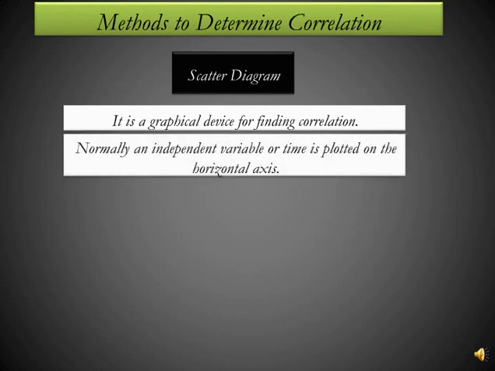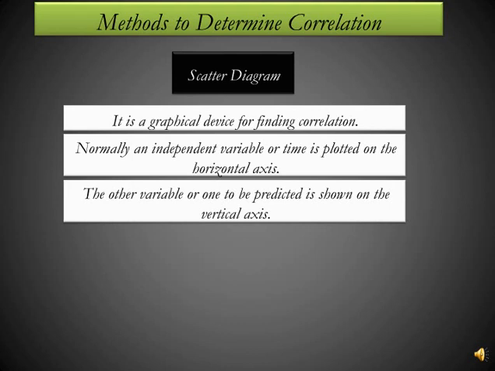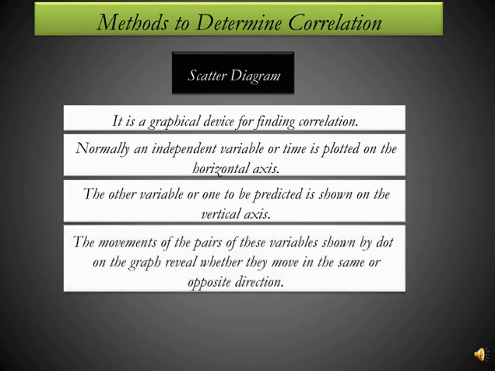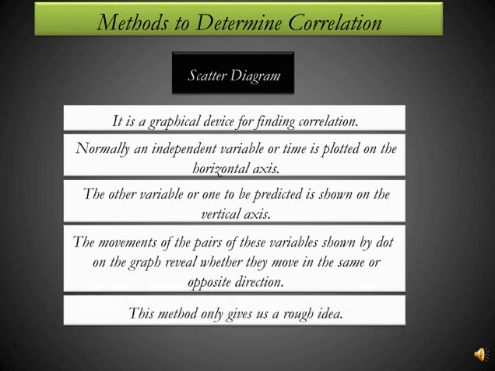Normally, one variable, mainly an independent variable or time, is plotted on the horizontal axis, and the other variable, the one to be predicted, is shown on the vertical axis. Then the movements of the pairs of these variables shown by dots on the graph reveal whether they move in the same or opposite direction. But this method only gives us a rough idea. This method doesn't tell the exact value of the correlation between the variables.